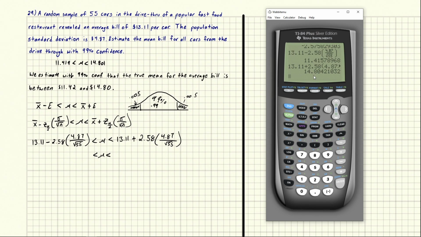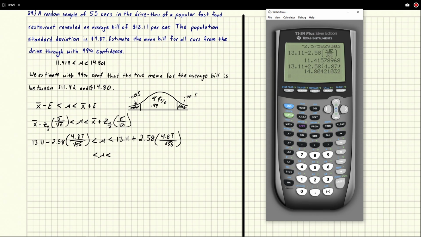And we get 14.80, which is the exact same thing that we get here. And so we would write on ours, right? We got 11.419 and we got 14.804. So we got the exact same things, and we would write the same conclusion. But that is how you do this.